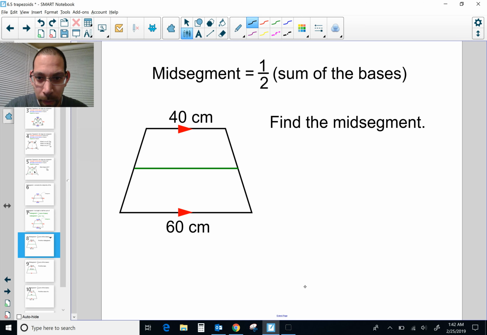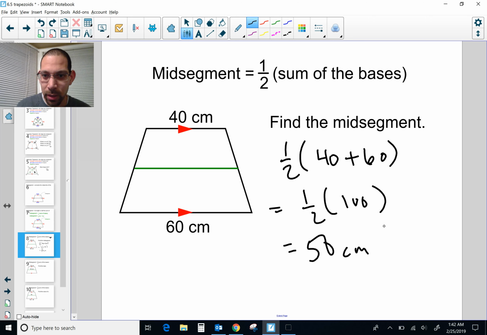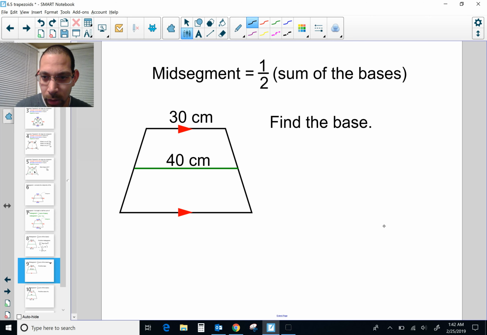So for example, find the midsegment of this one. Half the sum of the bases. Well, one of your bases is 40 and the other base is 60. Half of this sum, which is 100, means the midsegment is 50 centimeters. Half the sum of the bases: add the top, add the bottom, divided by 2, you got the midsegment.